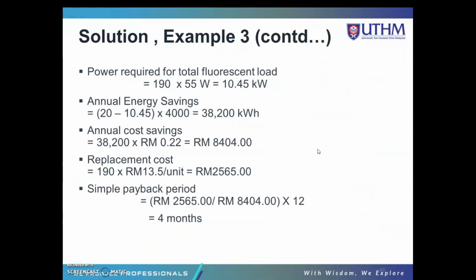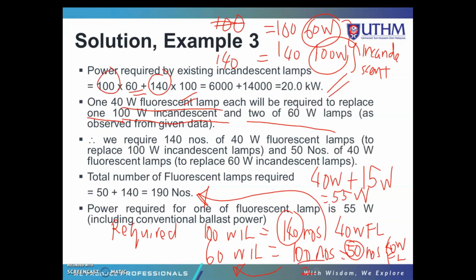Okay, so we can calculate the power required for the total fluorescent load. The number of lamps is 190, and we multiply it by 55 watts, because one fluorescent lamp is equivalent to 55 watts. So 55 times 190 gives 10.45 kilowatts. If we compare with before, when we used incandescents, we needed 20 kilowatts.